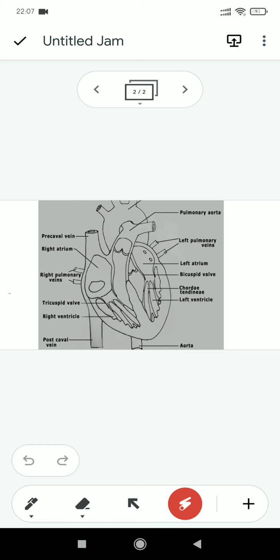So that's how it happens and it goes on. It's quite simple and precise. Thank you, I hope this will help you, and yeah, bye.